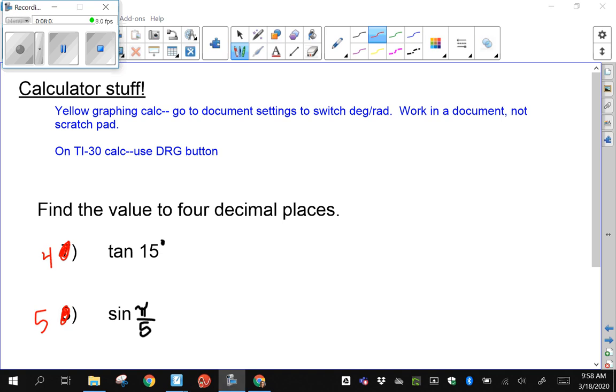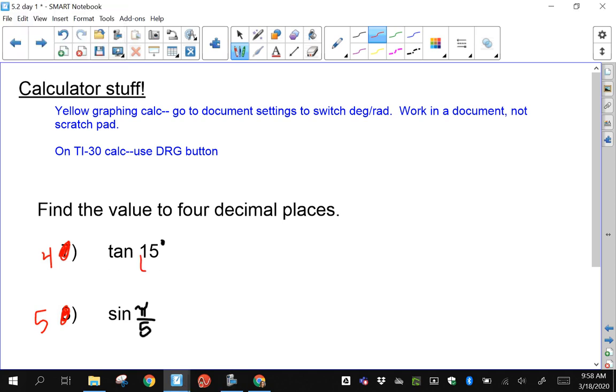Lastly, if we can get through this, this will allow us to finish the 5-2 lesson. This is just simply evaluating using your calculator, so these would be angles that are not any of the special spots on the unit circle. If your angle measure is given in degrees, you need to make sure that your calculator is in degree mode. That one you're probably really used to.